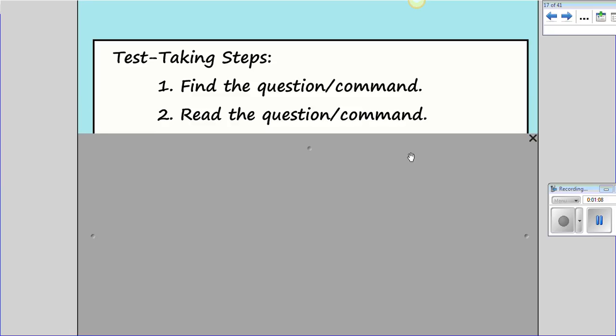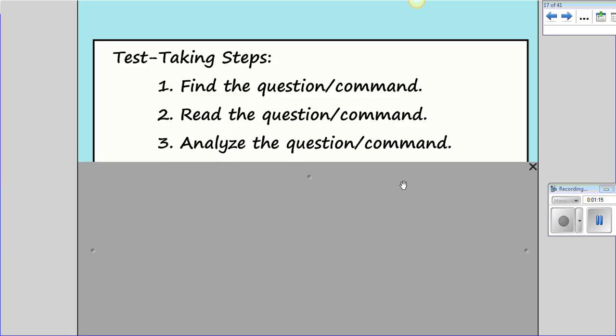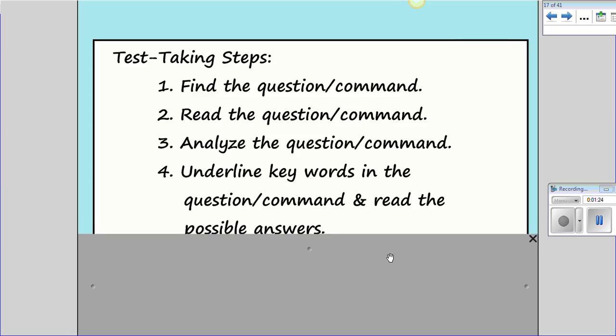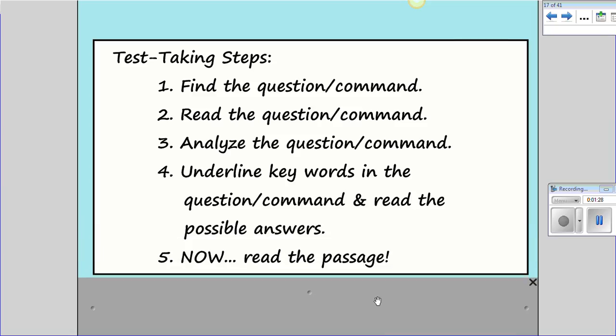Your second step would be to read the question or command. Your third step is to analyze the question or command. Your fourth step is to underline keywords in the question or command and read the possible answers. Then finally, you would want to read the passage.